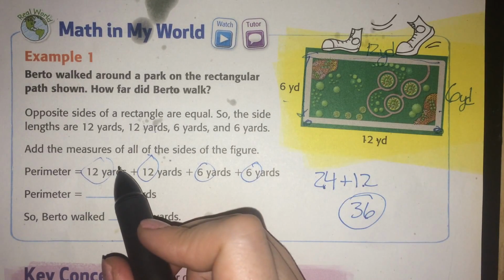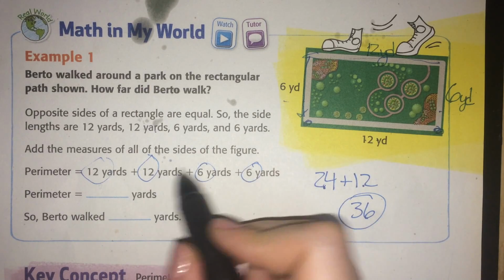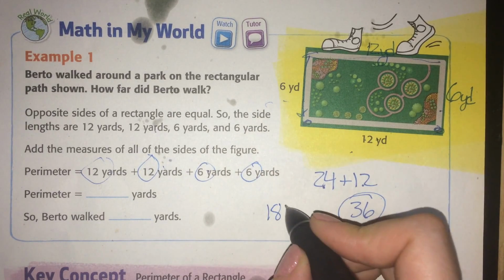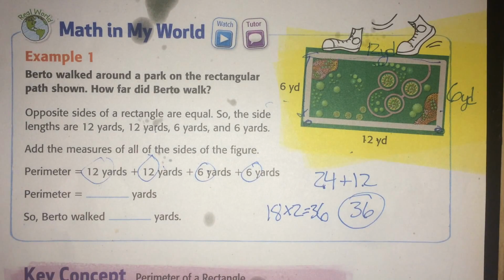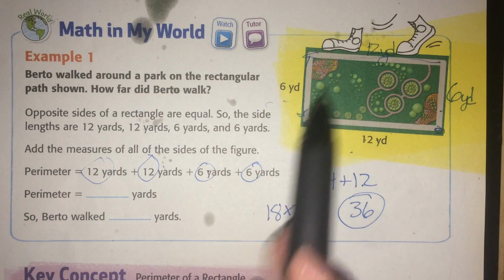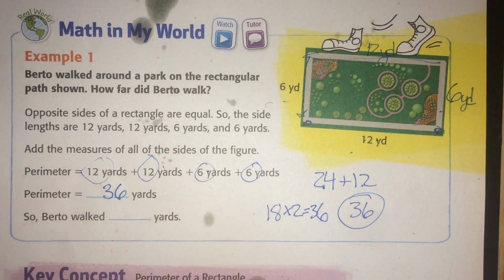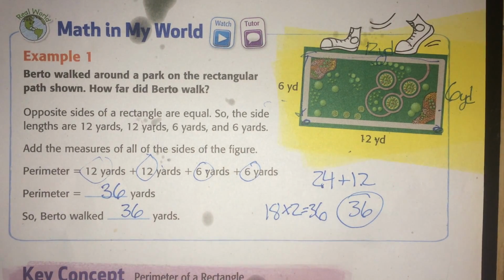Or you could just add it in any order. You could do 6 and 12, because there's 2 of them. 6 and 12 makes 18, and 18 times 2 is 36. Any way that works for you is fine, as long as you're adding up these 4 sides. So the perimeter is 36 yards. So Berto walked 36 yards.